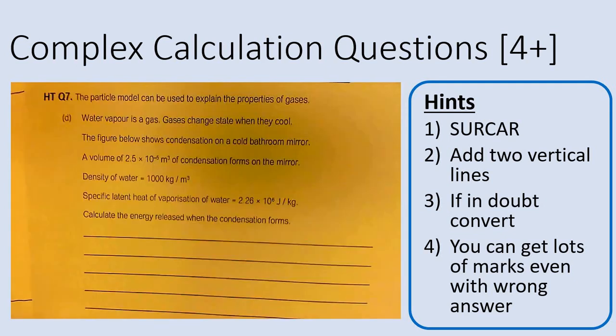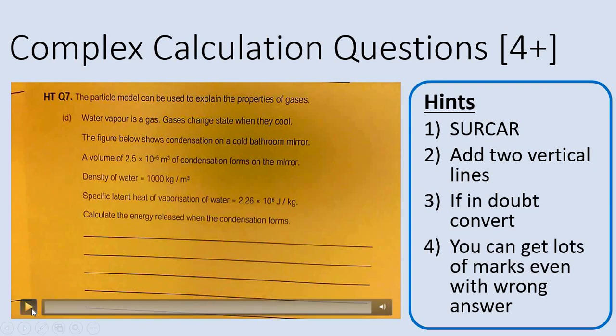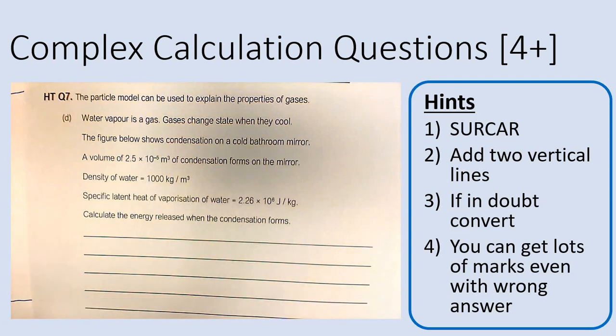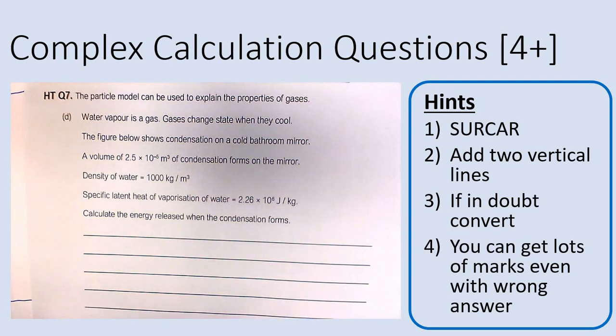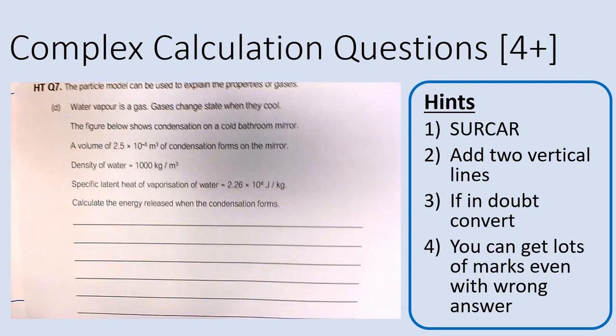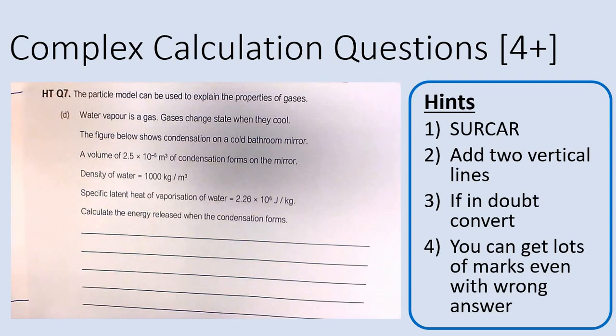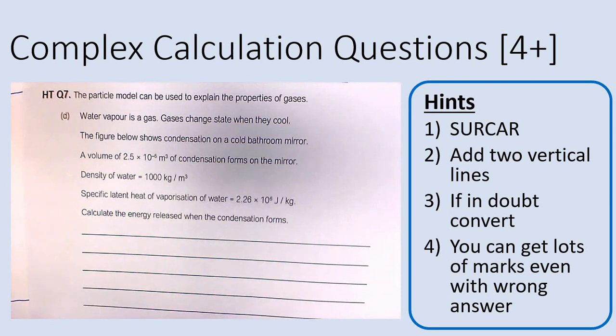Okay, so the last complex calculation question. Let's see how we get on. Okay, so a complex calculation here. We've got a scary looking set of numbers, and it's worth 5 marks. So straight away I know this is going to be a complex calculation. It's not going to be just one thing to another.